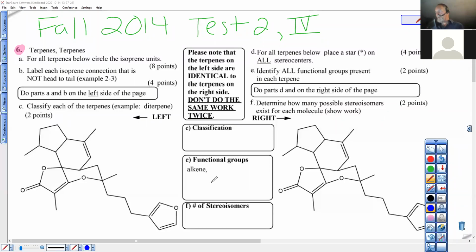So tell me where we want to start. We're going to do the circle the isoprene units. It's a lot of points. I gave you the point count earlier today when I directed you towards the layout for test 2. So read that email.